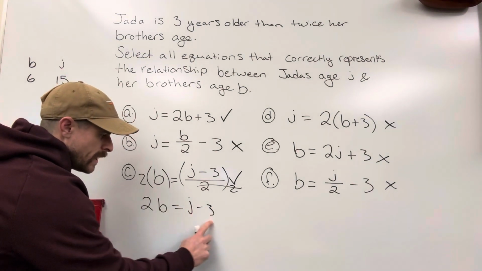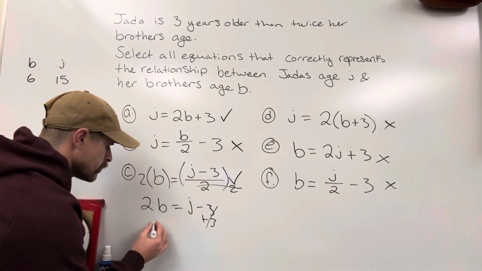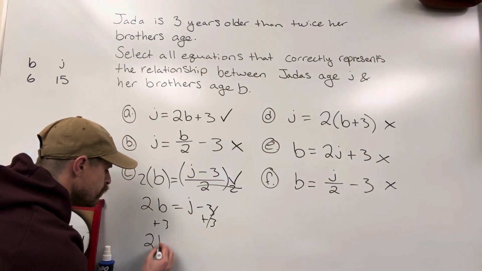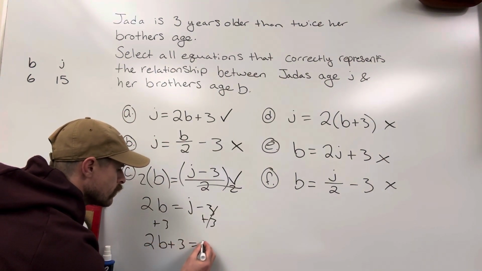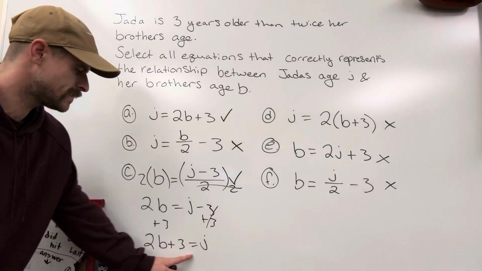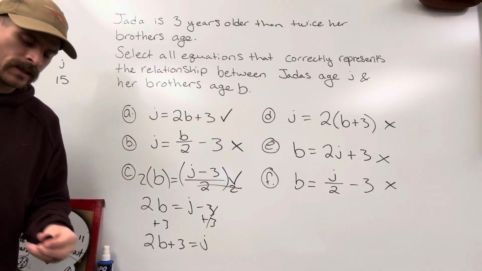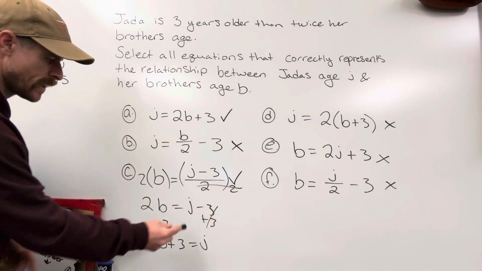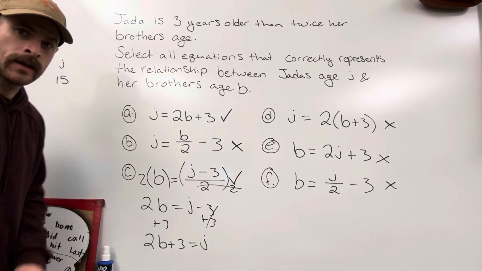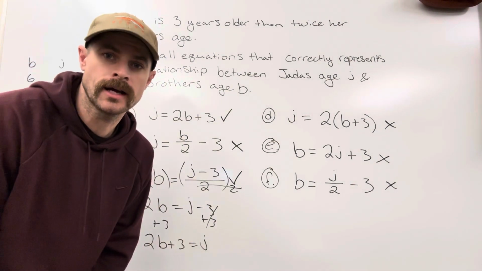Inverse operation of minus 3, plus 3 cancels, plus 3. Now I've got 2B plus 3 equals J, and what do you know? This equation is exactly the same as this one right here. They're the same 2 equations, just rearranged when you were looking at C. Hopefully this makes sense. Study hard and good luck on your upcoming test.